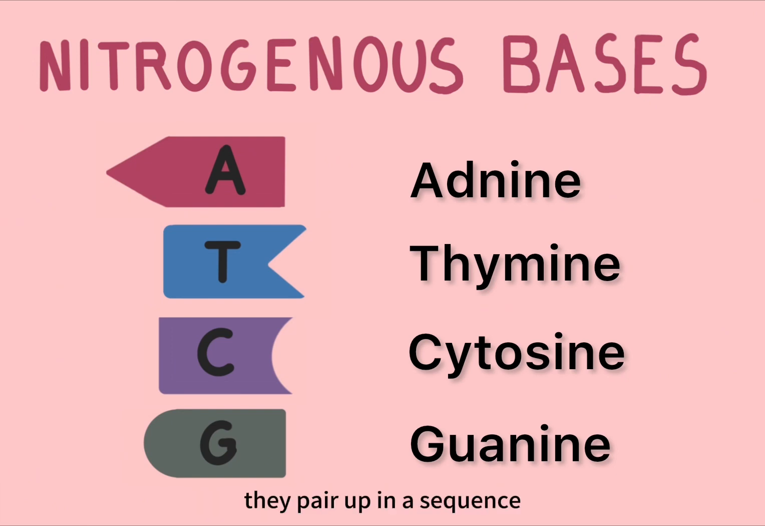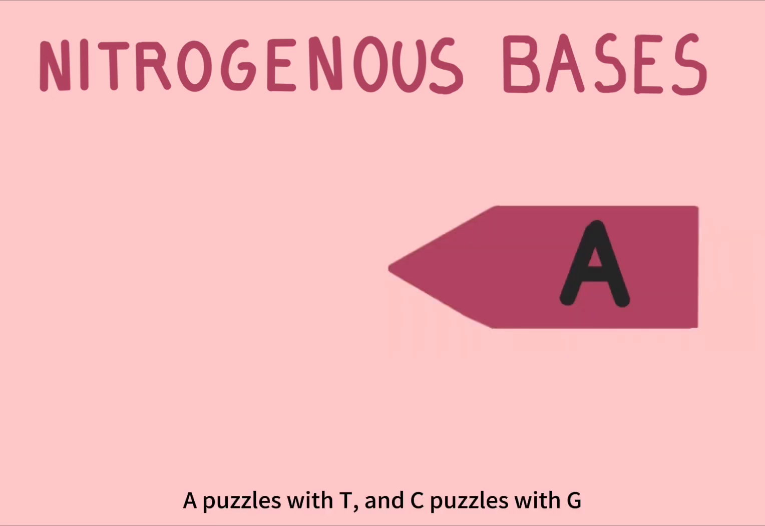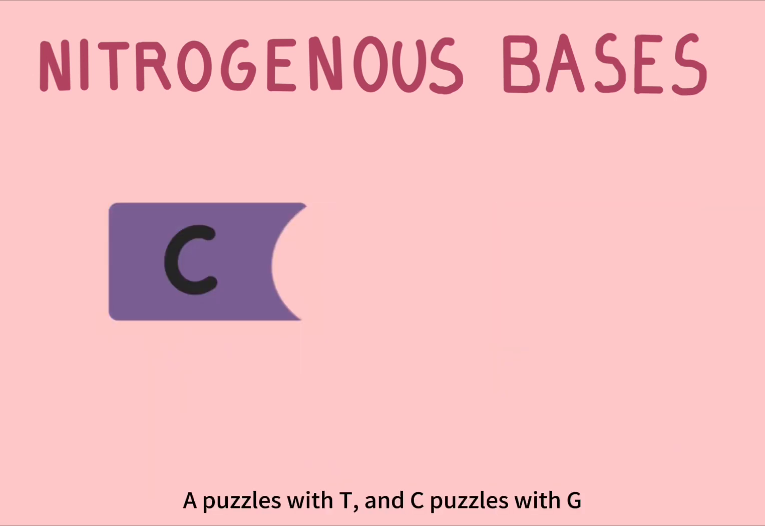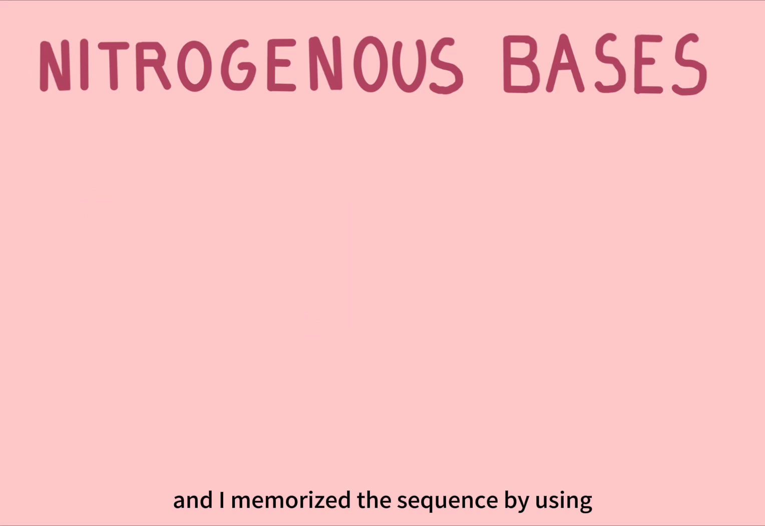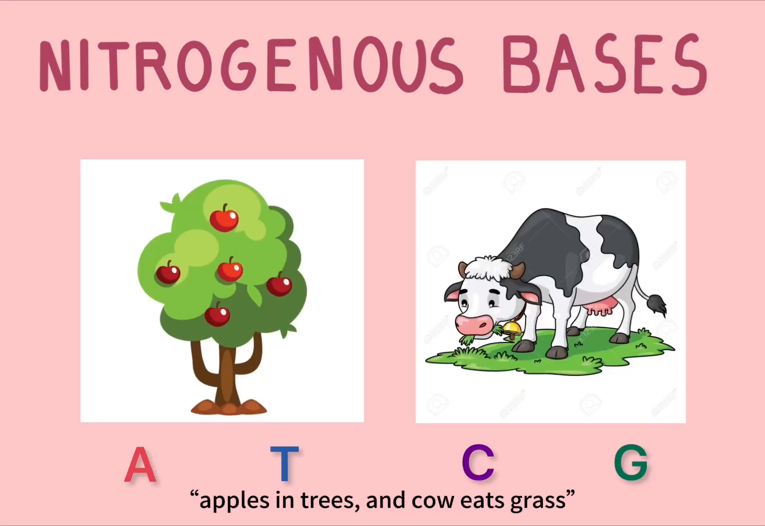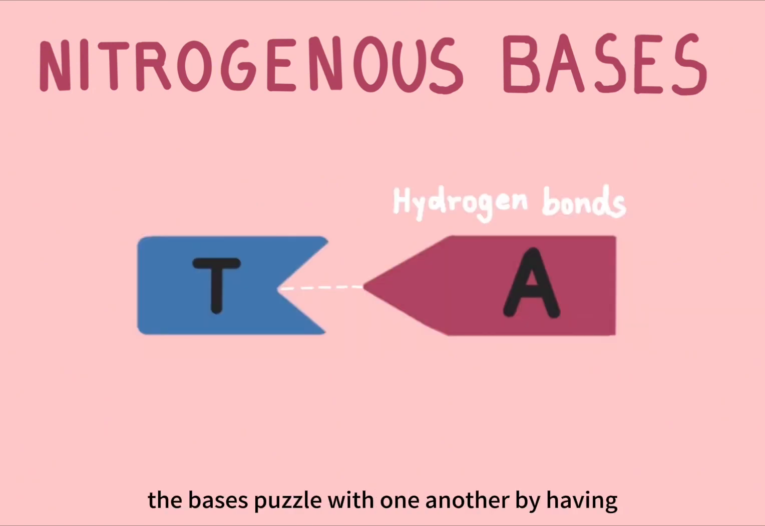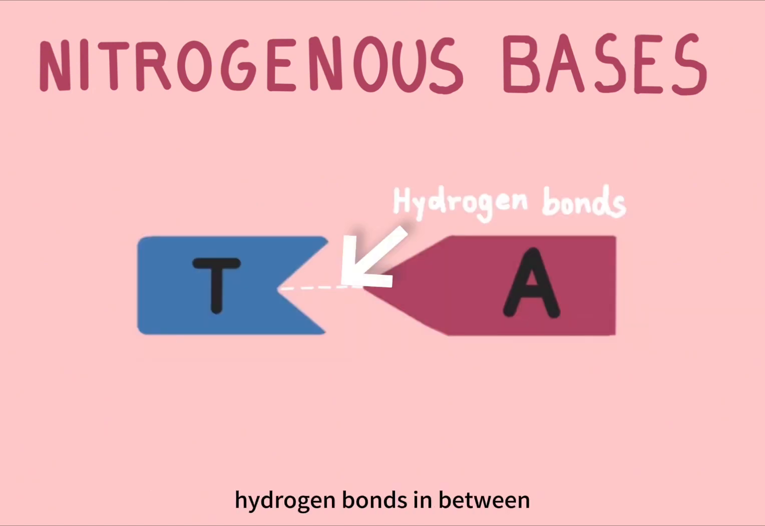They pair up in a sequence just like doing a jigsaw puzzle. A puzzles with T and C puzzles with G. And I memorized the sequence by using apples in trees and cow eats grass. Additionally, the bases puzzle with one another by having hydrogen bonds in between.